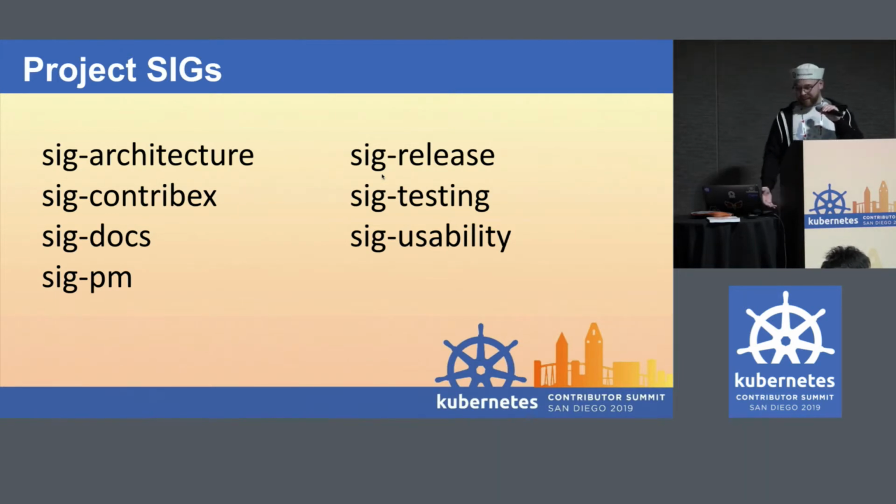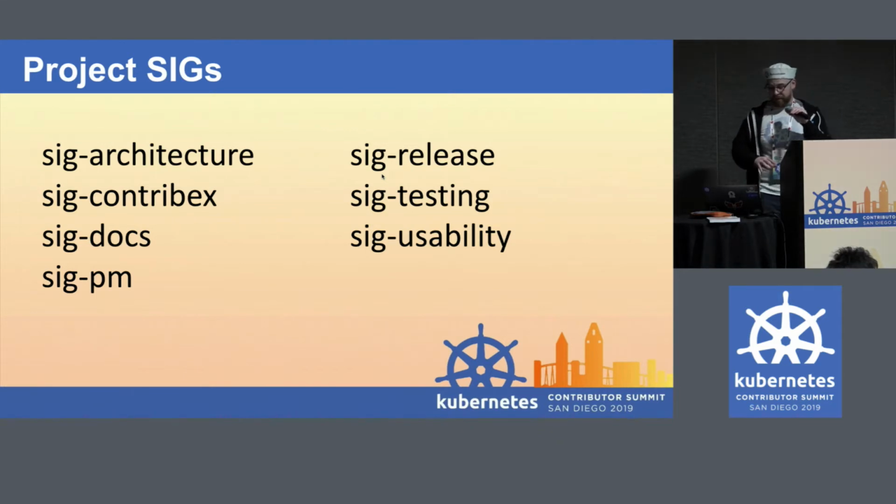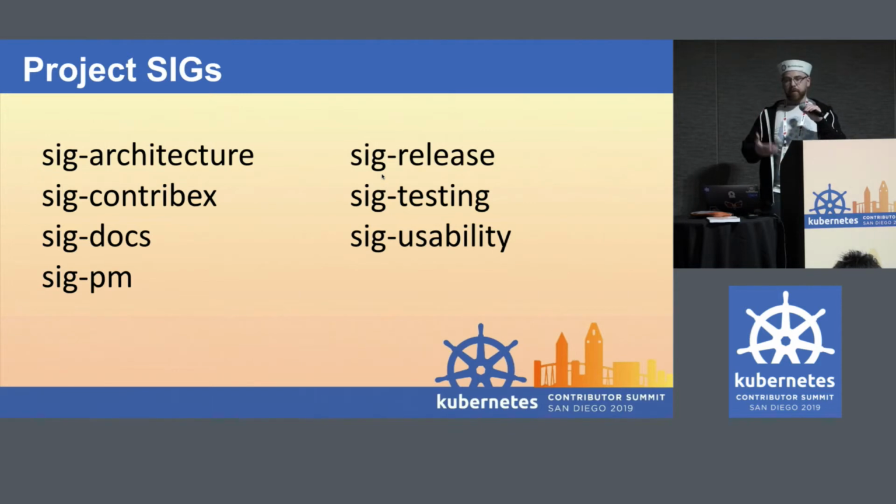Next we have testing, and they handle the management of the test infrastructure. I want to make that very clear. They don't actually write the tests for you. They handle the testing infrastructure. And last, we have usability, which is a pretty recent SIG. Their focus is essentially improving the core end user usability of the Kubernetes project itself. Where is it difficult for people to actually use it? They want to improve and streamline that process.